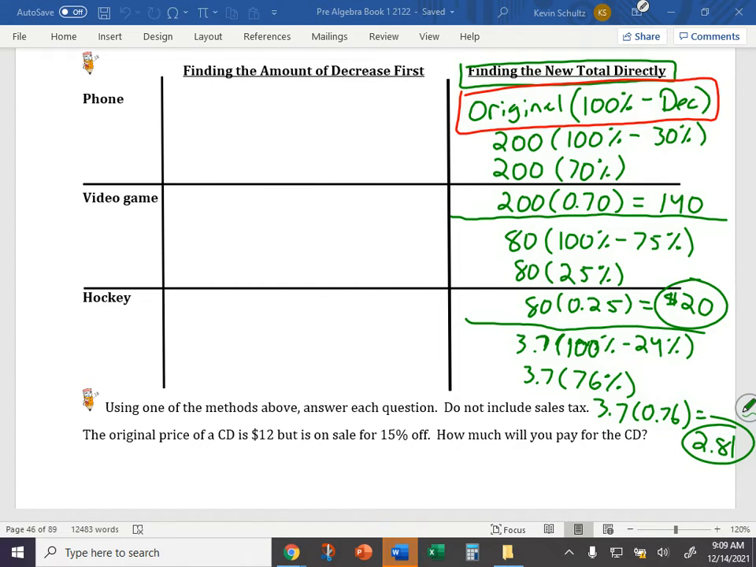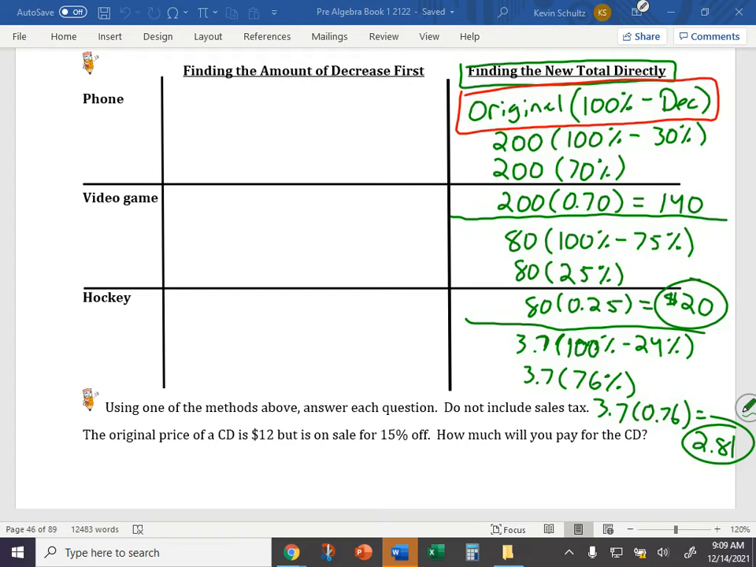Yeah, that's probably the easiest. Questions on this? Yes. You got 1.7. Did you multiply 3.7 by 0.76? Oh wait, I did 4.6. Yes, that would make a difference. Other questions?